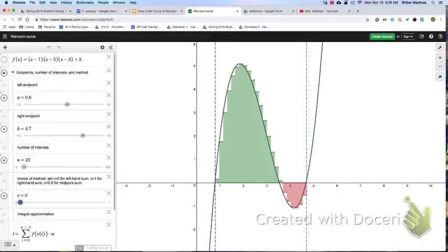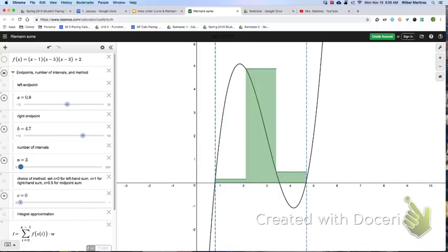So these are all left-hand rectangles. Here's what it looks like if it's a right-hand rectangle. You can kind of see that all these rectangles come from the right. And then midpoint, all these ones come from the middle. So you can see that each one has a little bit above and a little bit below. And then the number of rectangles, I can make it less. If I make the number of rectangles less, you can see that the estimations become less accurate because the space below or above the curve is a lot bigger.